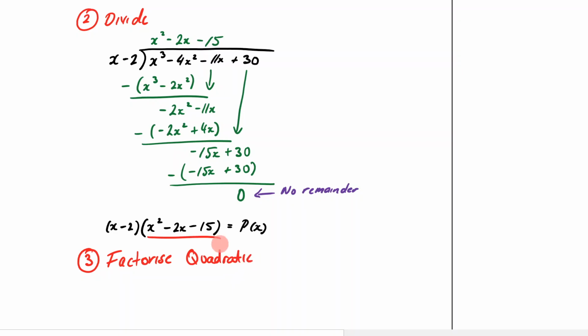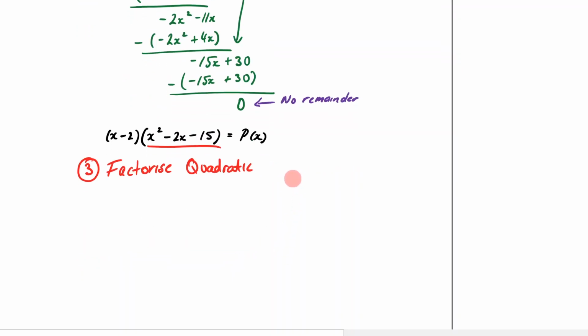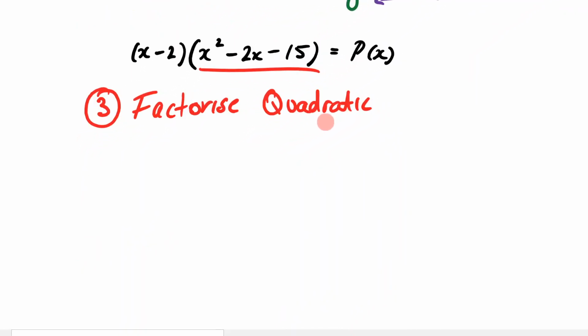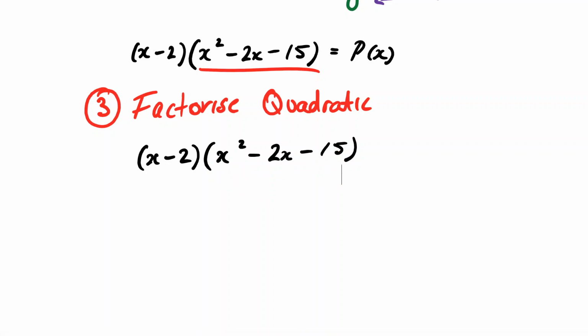So I'm factorizing this thing right here. Let me just rewrite it, just for the fun of it. It's going to be x minus 2, x squared minus 2x minus 15, like that. Now I'm going to factorize this. So that's what I'm doing. I'm factorizing this right here.